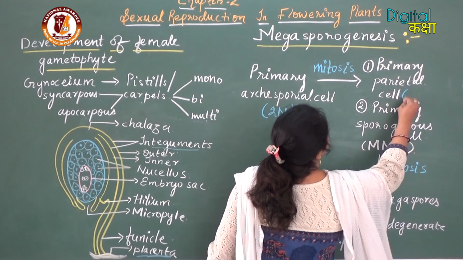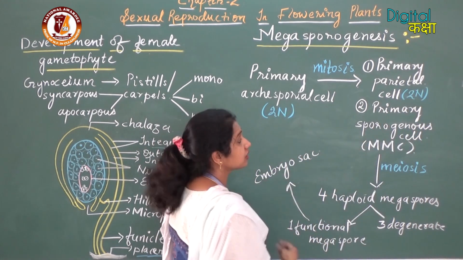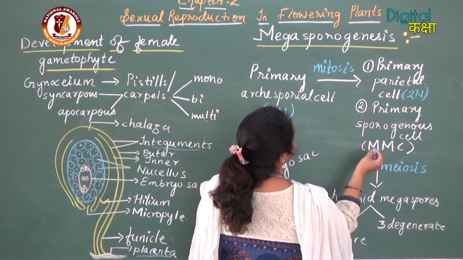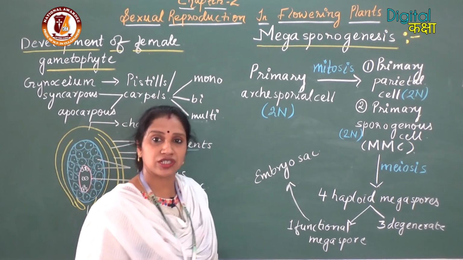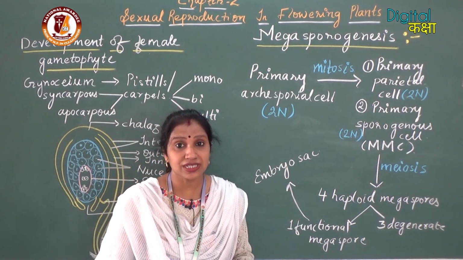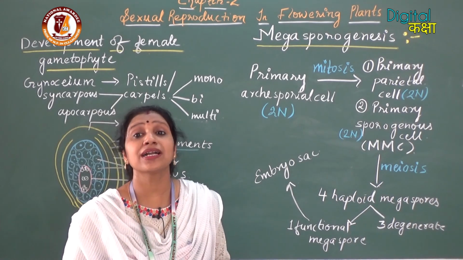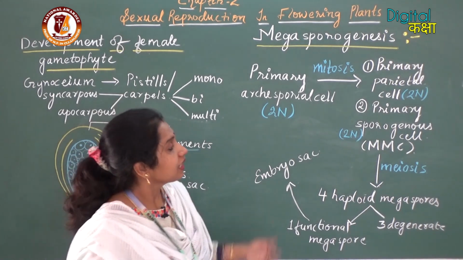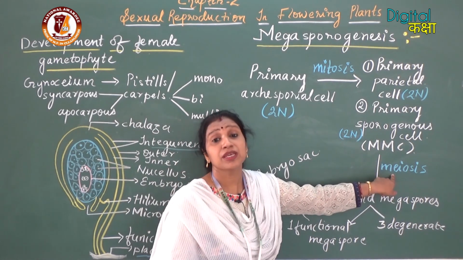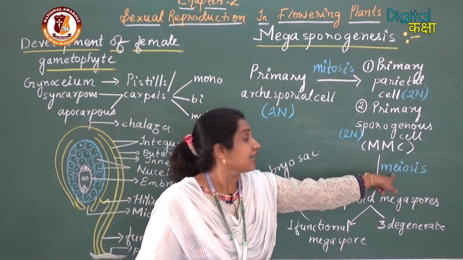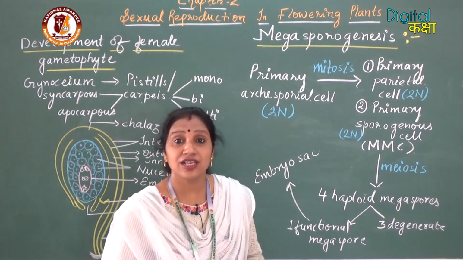This primary parietal cell will also be diploid in nature. This primary sporogenous cell will also be diploid in nature. So this primary sporogenous cell will be acting as the megaspore mother cell. Now this megaspore mother cell will divide by meiosis cell division, and it will form 4 haploid megaspores.